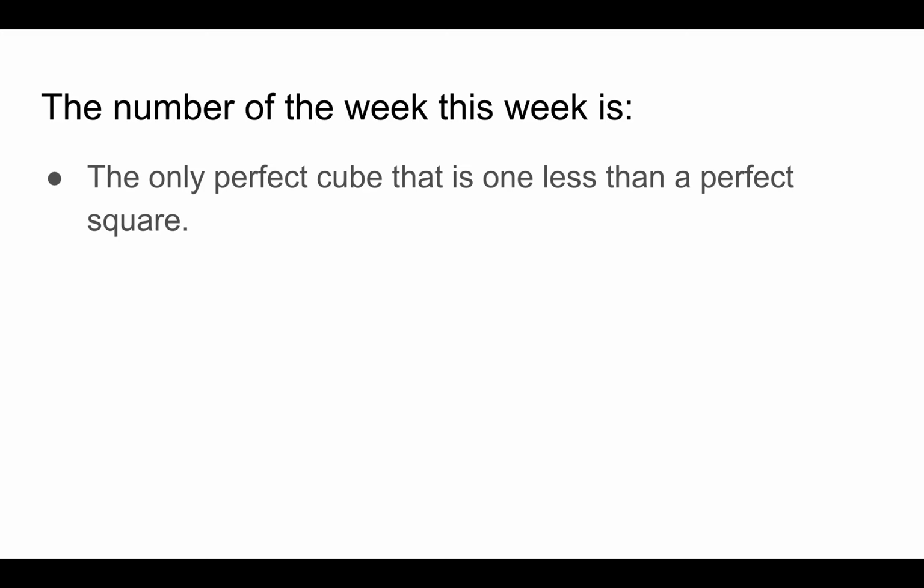So a perfect cube, of course, is some number cubed. So like 5 to the third is 125, and it's one less than a perfect square. So like 7 squared is 49. So one perfect cube that's one less than a perfect square.